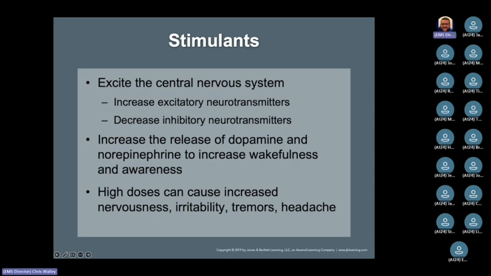That doesn't normally happen a lot. Some high dosages can cause increased nervousness. You have your irritability, maybe some tremors or headaches. Those right there are side effects.